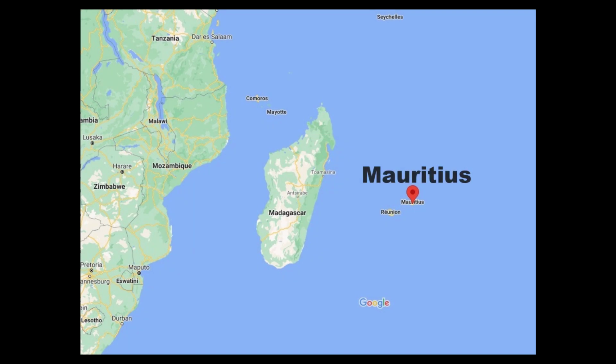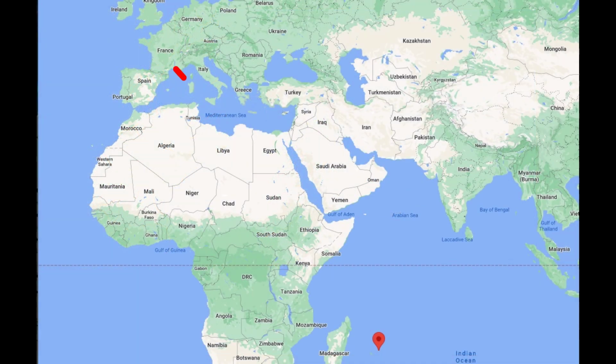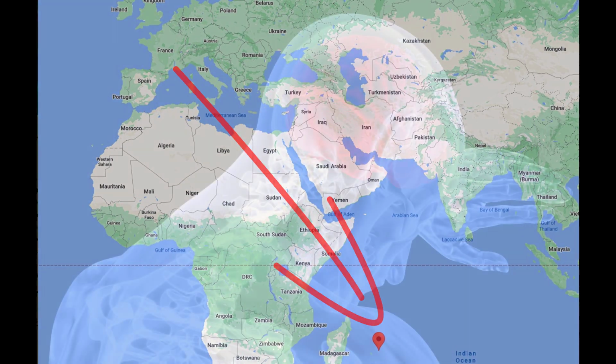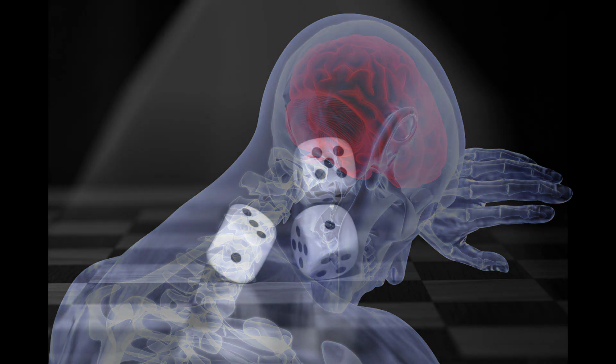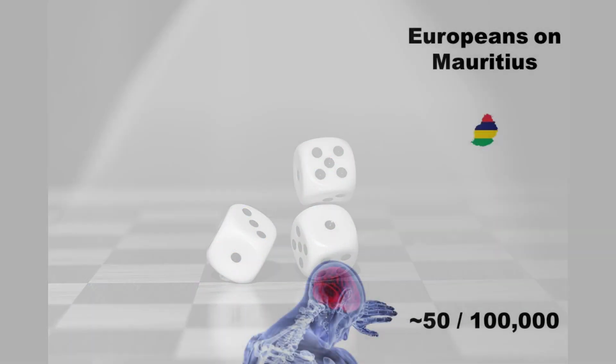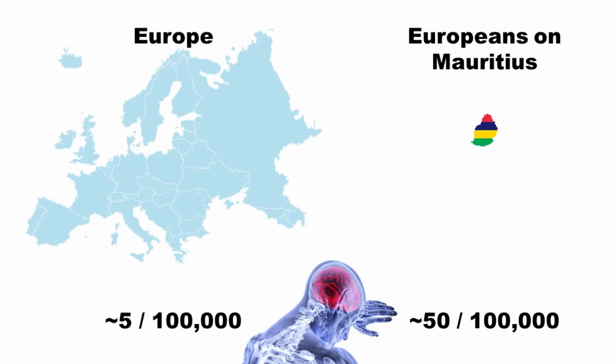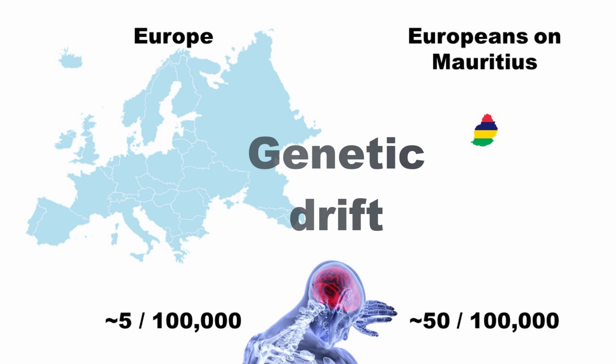So this actually happened with humans on the island of Mauritius in the Indian Ocean. Around 1800 or so, a French immigrant to the island happened to carry the gene variant that causes Huntington's disease. And because of that random event, that disease is 10 times more common in Europeans on that island than in Europe. That's genetic drift in action.